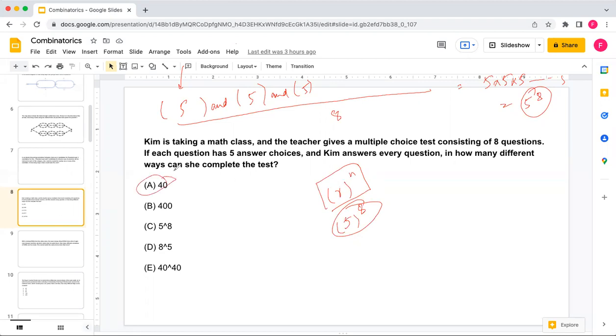Why did you guys get 40? How is this 40? Answer every question. So there must be an 'and' in between, not 'or'. That's why the answer to this is C. So what I did, I just straightforwardly counted it, like 5, 5 lines. Then I got the logic that it's going to be 5 raised to 8 because every time 5 is going to be multiplied.